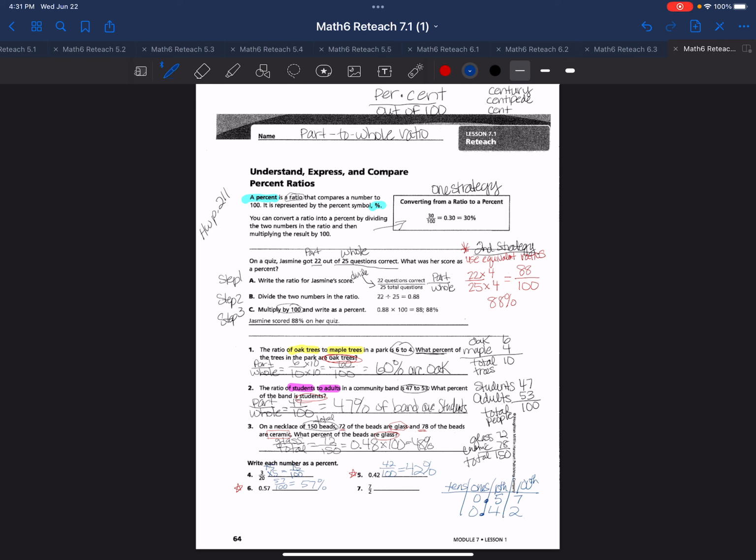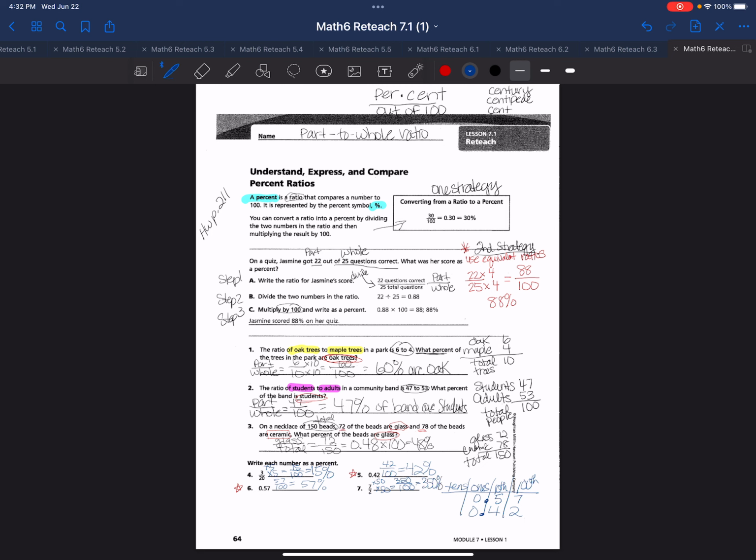Again, I'm going to look at my denominator here, which is 2, and I want it out of 100. So 2 times 50 is 100. What I do to the denominator, I must do to the numerator. So 7 times 50 is 350. So I know that's 350%.